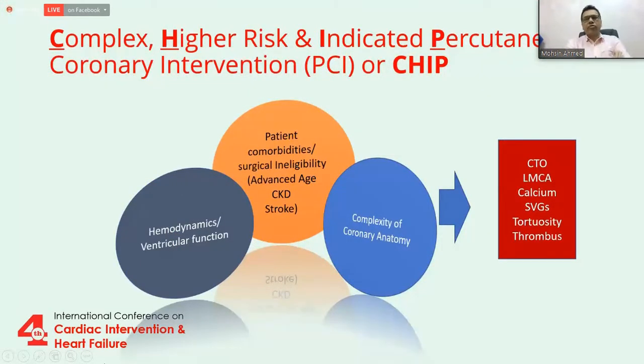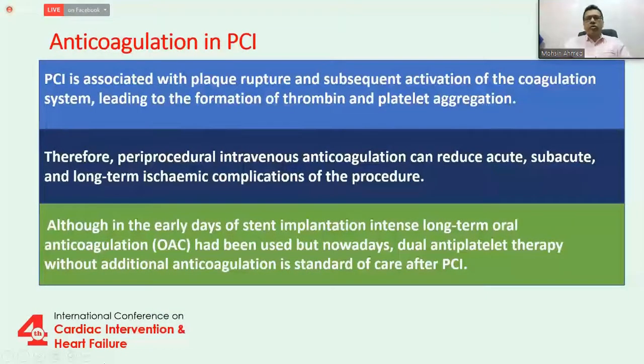Previously, Professor Saidi Rahman stated CHIP PCI involves patient comorbidity, complexity, and hemodynamics. So we should not consider only the complexity. You should not forget the patient comorbidity, that is ACS, CKD, stroke, and also know the patient hemodynamics, that is LV dysfunction. In PCI there may be plaque rupture, platelet aggregation, and there may be thrombosis. Previously we used oral anticoagulants, but with novel antiplatelets and dual antiplatelets, we should not use anticoagulants routinely.